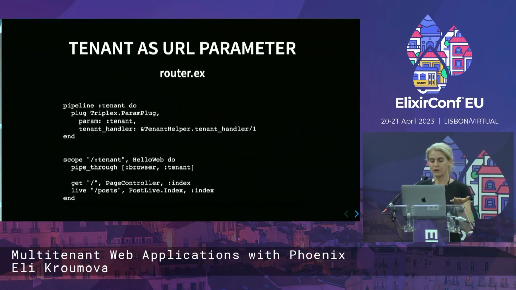For example, if we identify our tenant with a parameter of the URL, what we can do is define a special pipe in the router.ex, which will use the Triplex param plug and assign the current tenant to the parameter called tenant, which you can define here when you are calling the plug. Then you can create your scope for each tenant that defines that the tenant will be the first parameter and pipe all of the requests of this scope through our new pipe. And then we define the routes. We can have live routes or the normal routes.